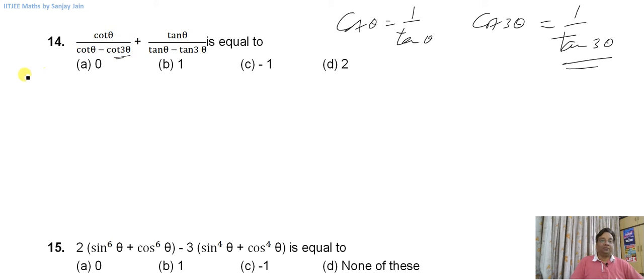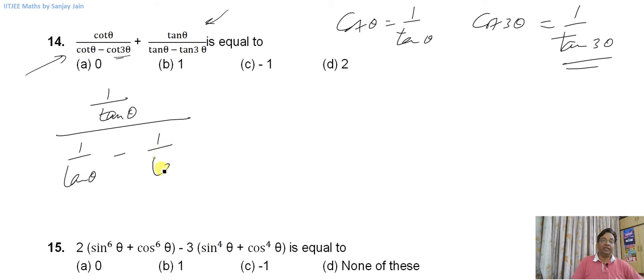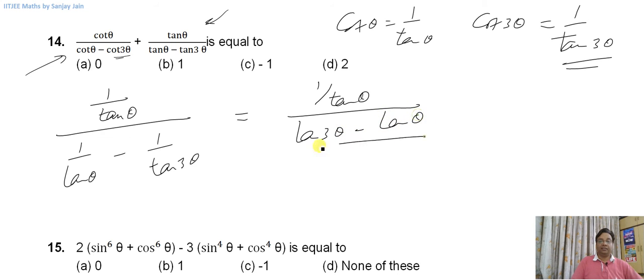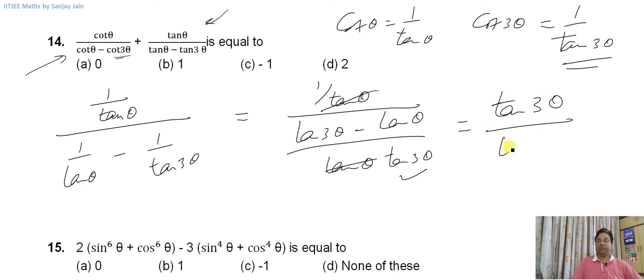Alright, so let's bring this first term in terms of tan. So the numerator can be written as 1 by tan theta, denominator can be written as 1 by tan theta minus 1 by tan 3 theta. Let us further manipulate it. 1 by tan theta divided by, this will become (tan 3 theta minus tan theta) divided by tan theta tan 3 theta. Now if you notice, this tan theta and this tan theta can be cancelled, and this tan 3 theta will go in the numerator, and the denominator will become tan 3 theta minus tan theta, right?